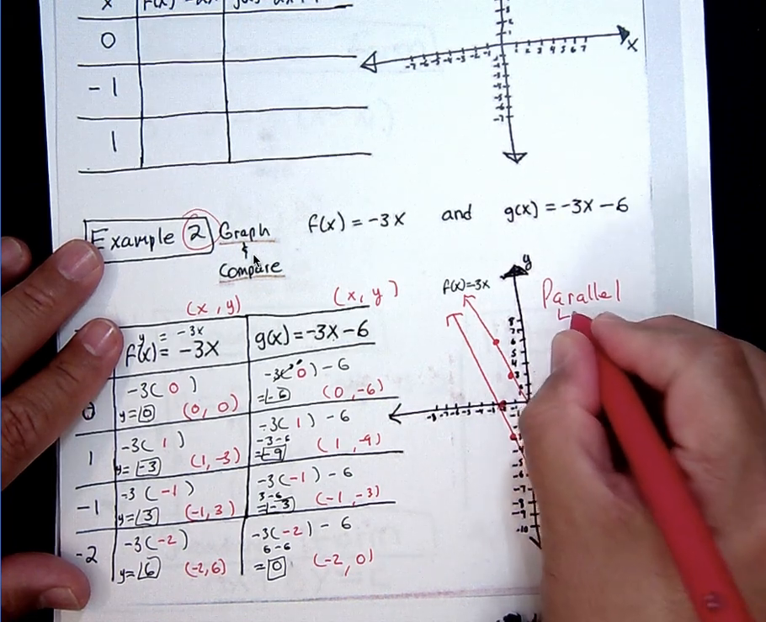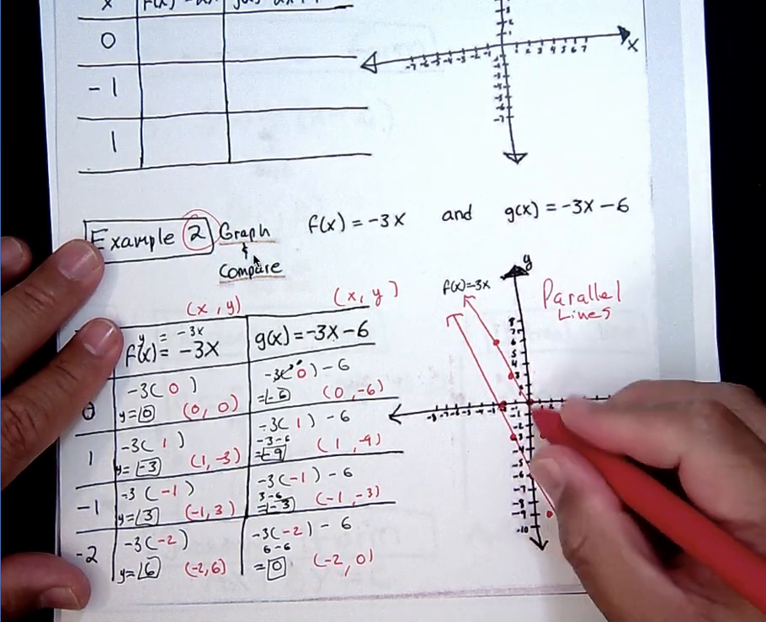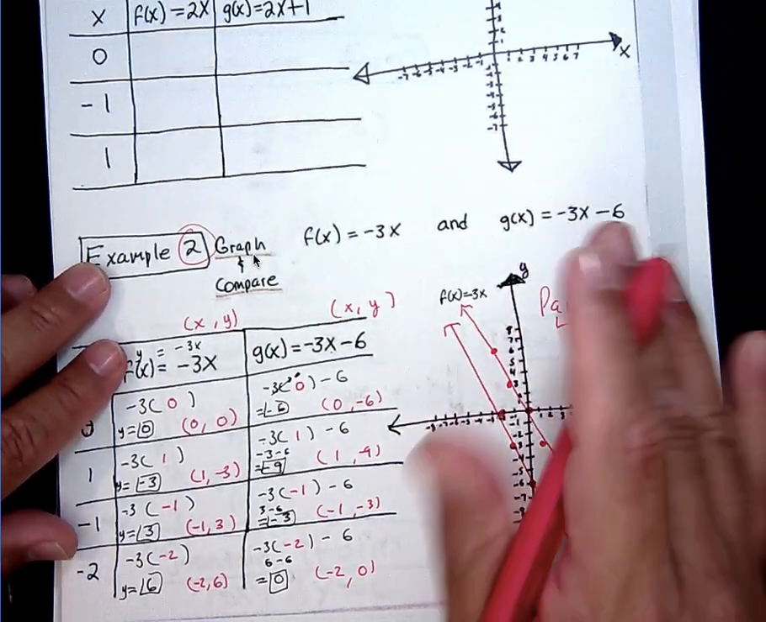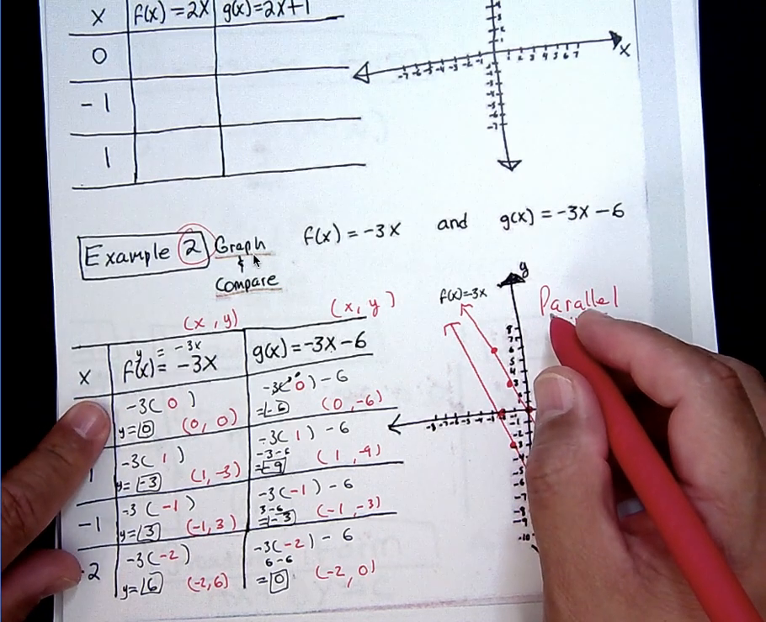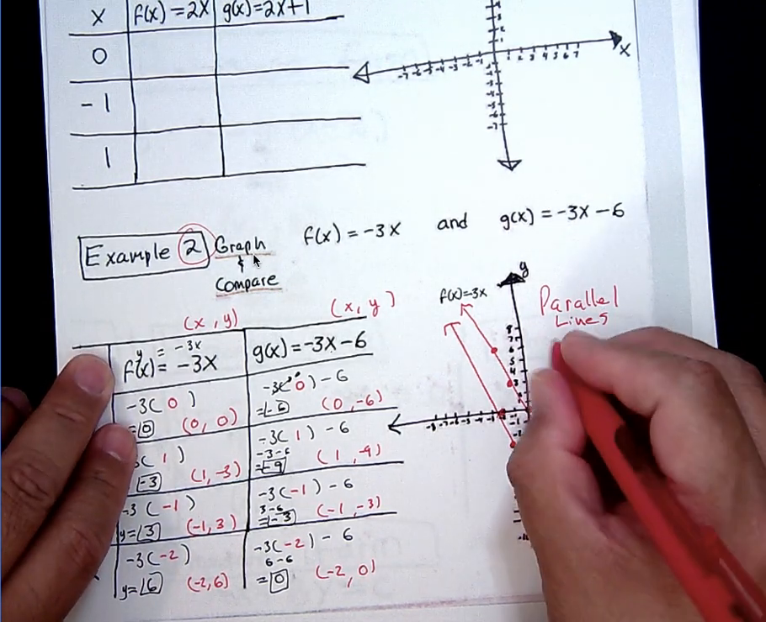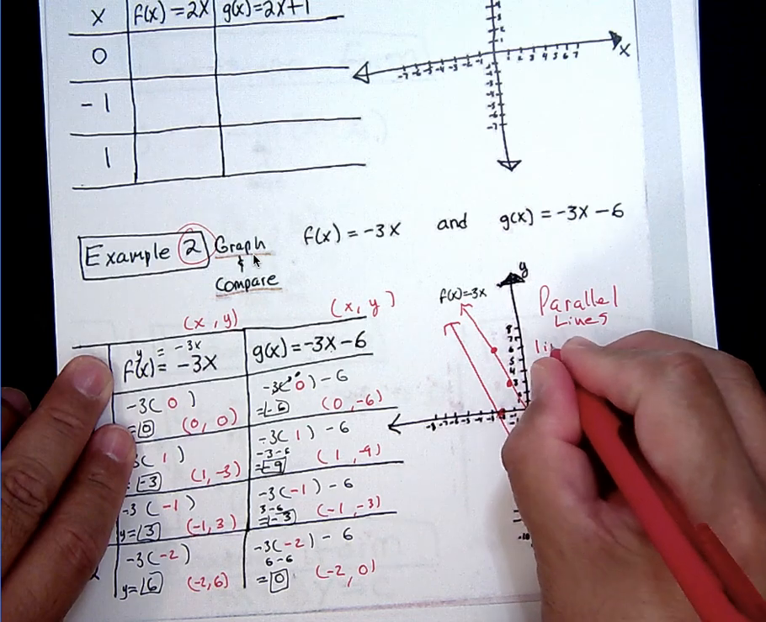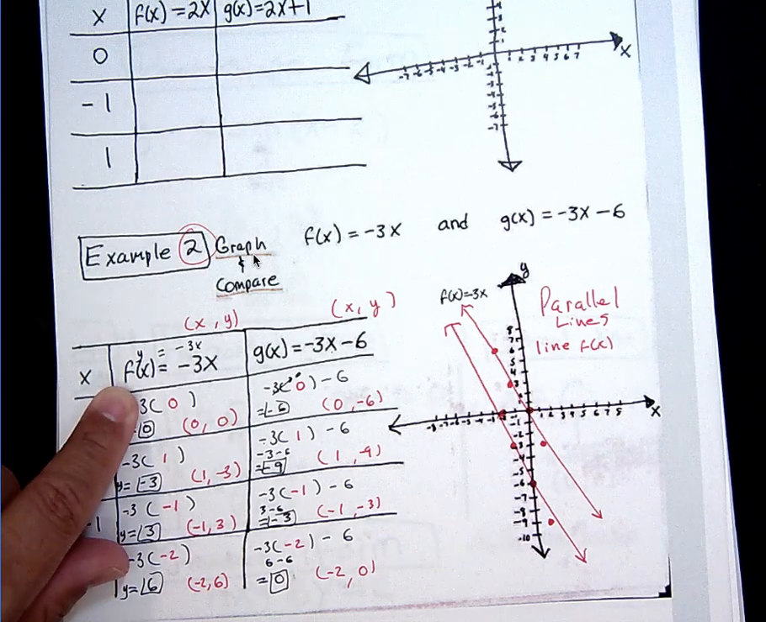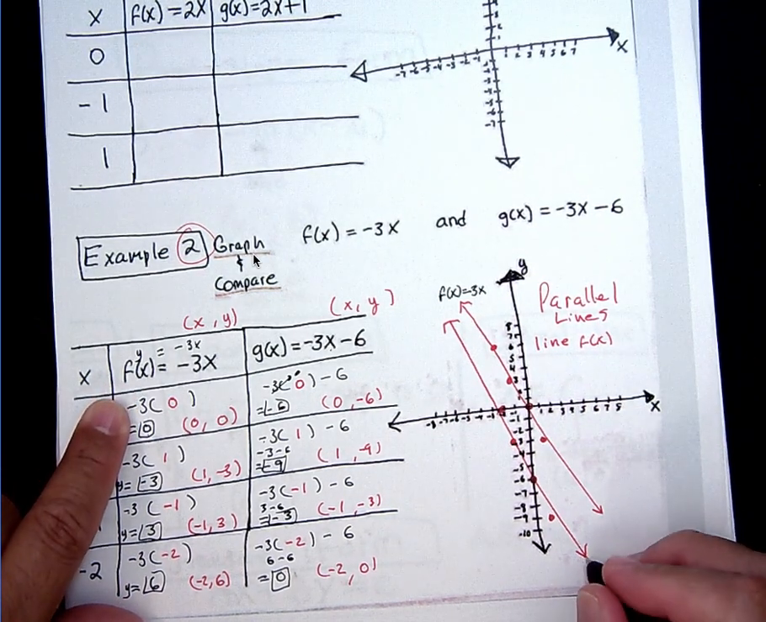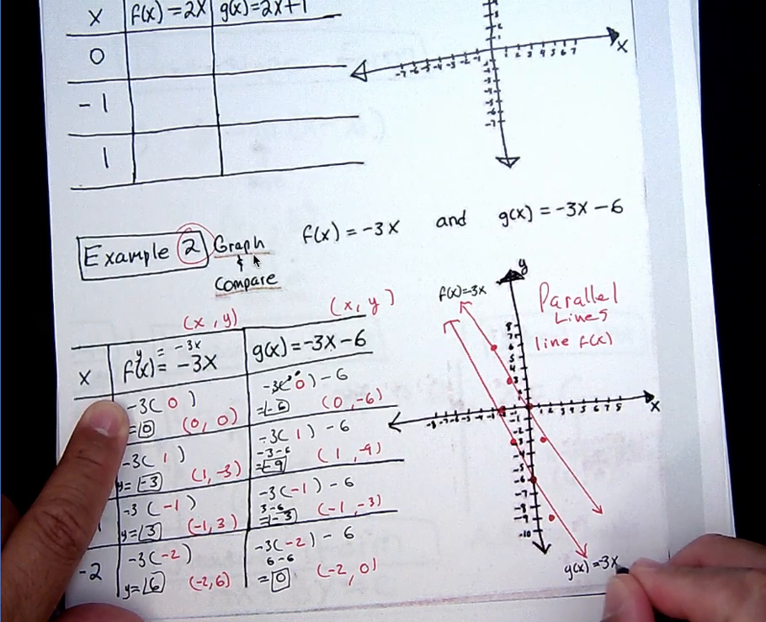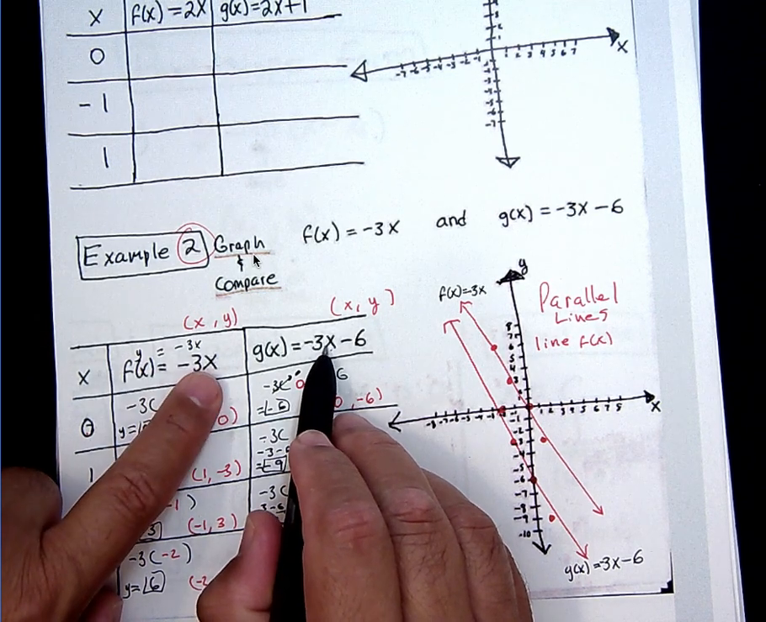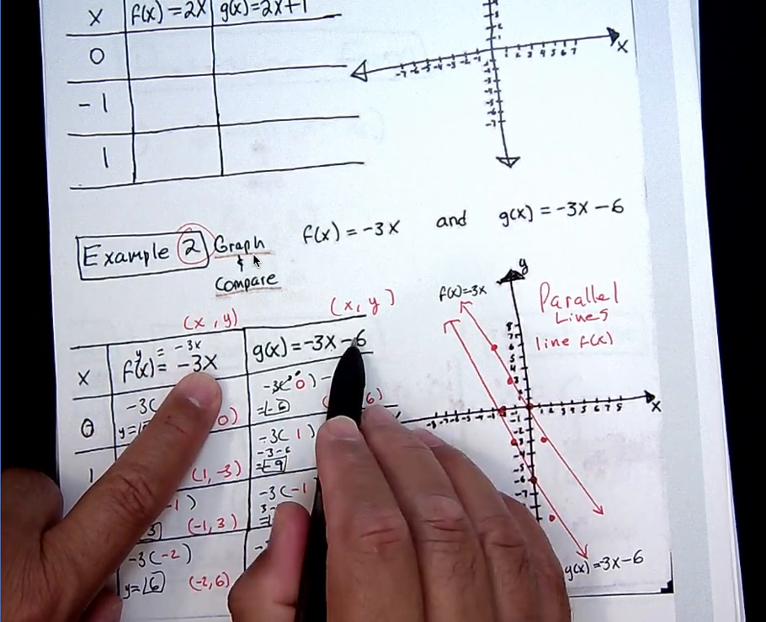Parallel lines have different y-intercepts, but the same slope. Okay, what happened? What happened in words? The line f of x is this one. Let me write that this is g of x over here, negative 3x minus 6. If you notice there, this part is the same as this part. The only difference is this function has a minus 6.